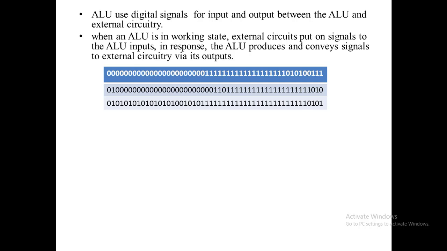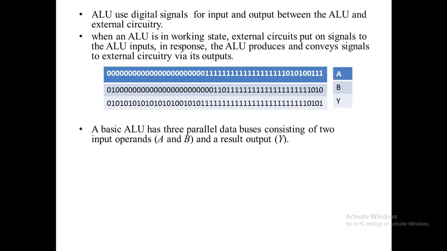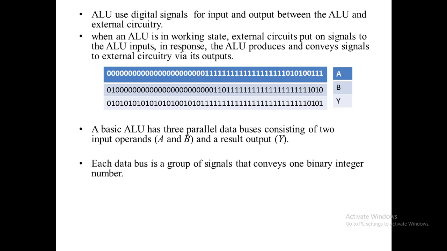As you can see, these are the instructions which are in binary form. A basic ALU has 3 parallel data buses. So you can see here the 3 parallel data buses that consist of input operands A and B and a result output Y. Each data bus is a group of signals that conveys only one binary digital number.